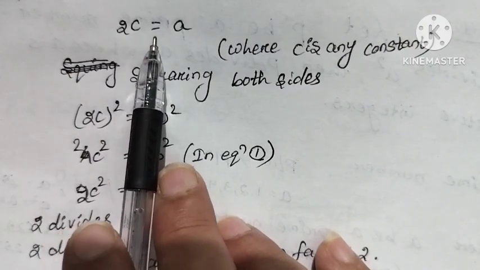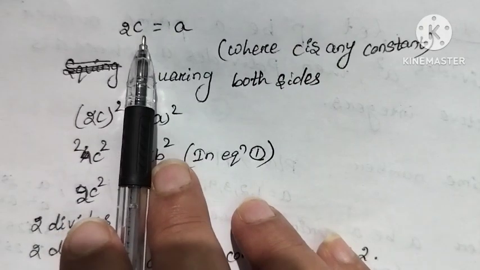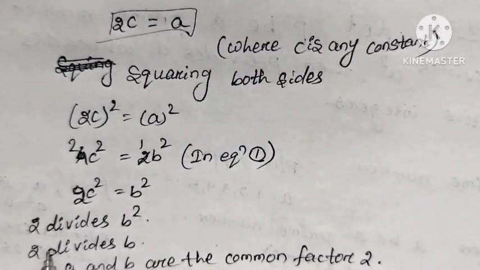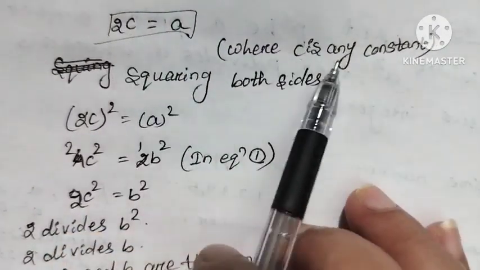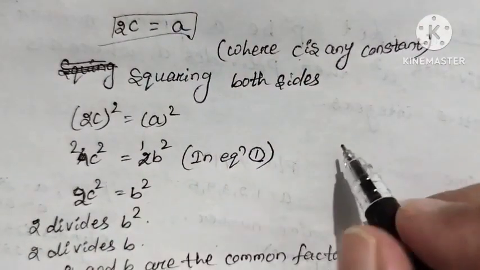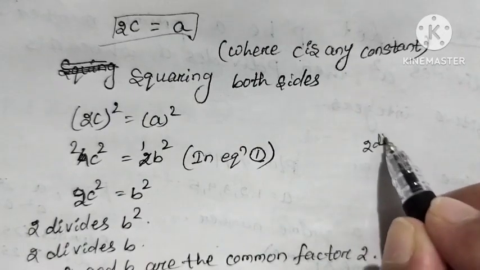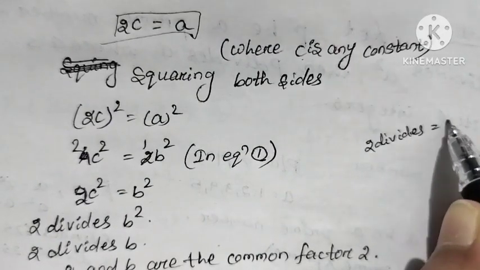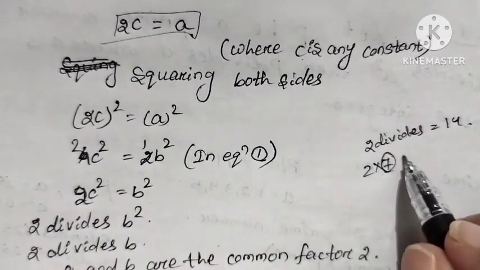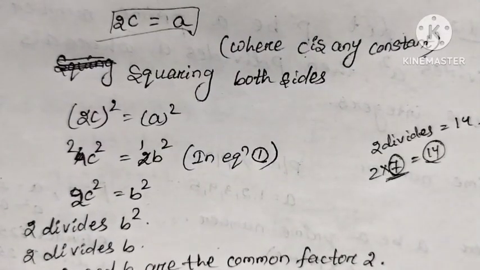Then 2c is equal to a. What is it? You take 2c is equal to a. Another condition, you take 2c is equal to a, where c is any constant. You take any constant. Means you check that one. 2 divides 14. 14 means 2 into 7. What is the value of c? c is equal to 7. Then it divides. Yes or no?